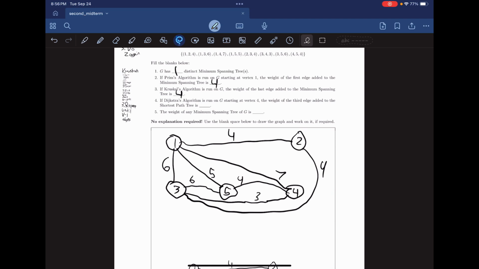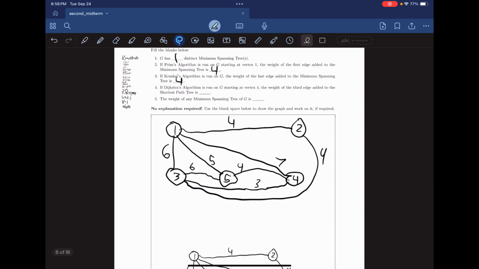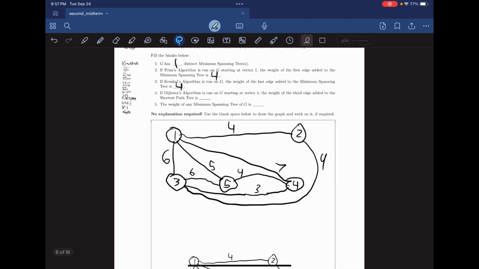Dijkstra's algorithm is not a minimum spanning tree algorithm, like the other two that we've gone through so far. Dijkstra's algorithm is the algorithm to find the shortest path tree. The shortest path tree is a tree starting from some vertex such that you can get to every other vertex in the graph using the shortest possible distance.